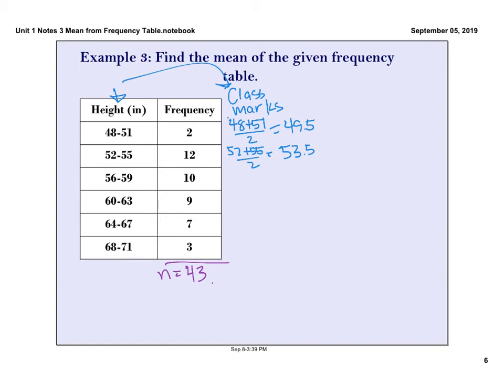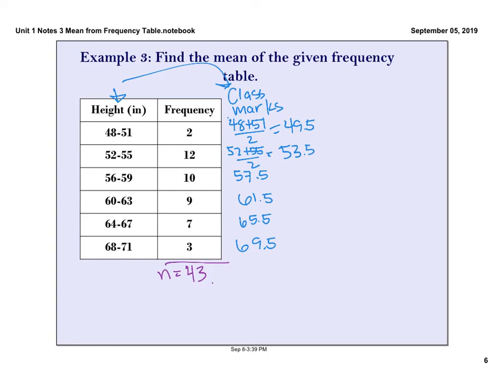But we can just keep going here. 56 plus 59, 115 divided by 2, 57 and a half. And then 60 plus 63 is 123 divided by 2 is 61 and a half. 64 plus 67 divided by 2 is 65 and a half. 68 plus 71 divided by 2 is 69 and a half. And those are all of my class marks.